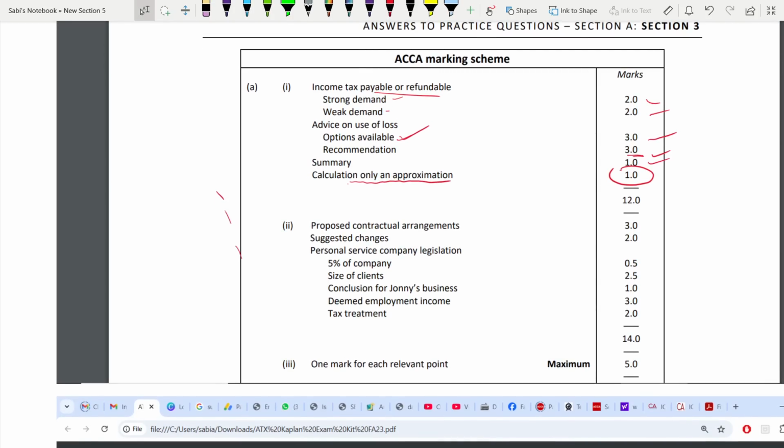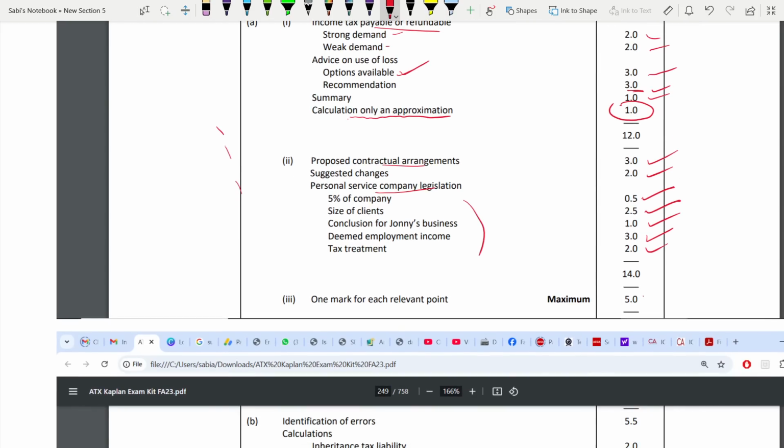So you have to talk about the contractual arrangements. 3 marks, 3 points were there. 2 changes were there. And to calculate all this, 5% company, 0.5 size of the client, big, small, and then the conclusion, what is Johnny's business? Then you calculate deemed employment income, then the tax treatment. Okay. Ethics, 1 mark for each, 5.